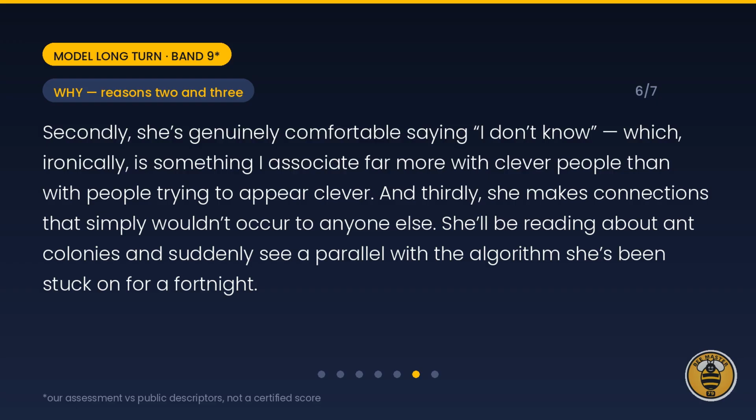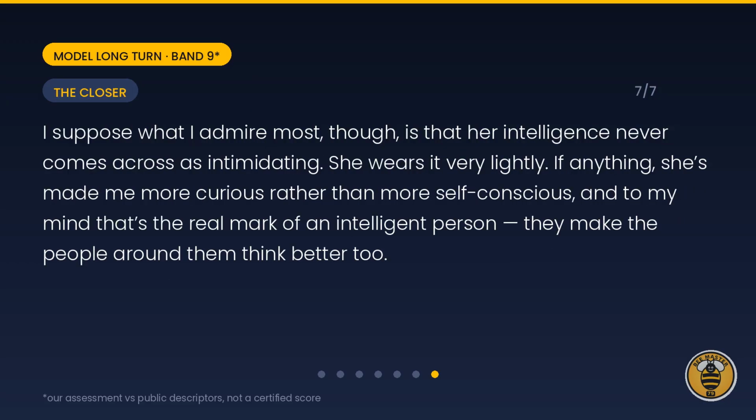She'll be reading about ant colonies and suddenly see a parallel with the algorithm she's been stuck on for a fortnight. I suppose what I admire most, though, is that her intelligence never comes across as intimidating. She wears it very lightly. If anything, she's made me more curious rather than more self-conscious, and to my mind that's the real mark of an intelligent person. They make the people around them think better too.